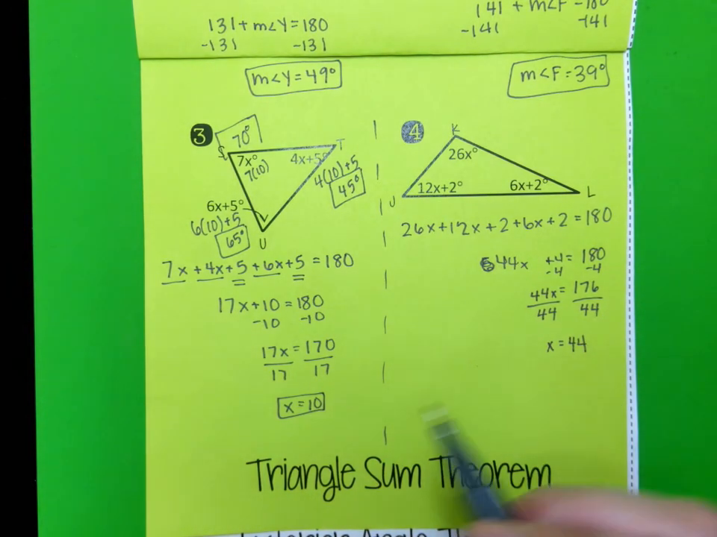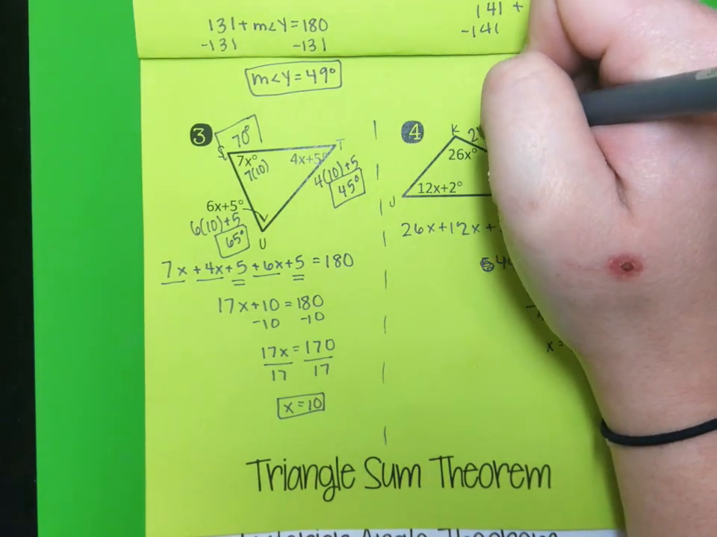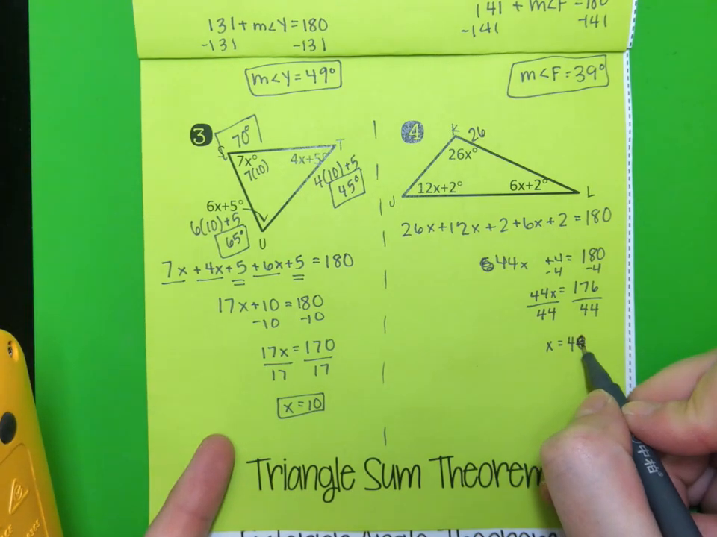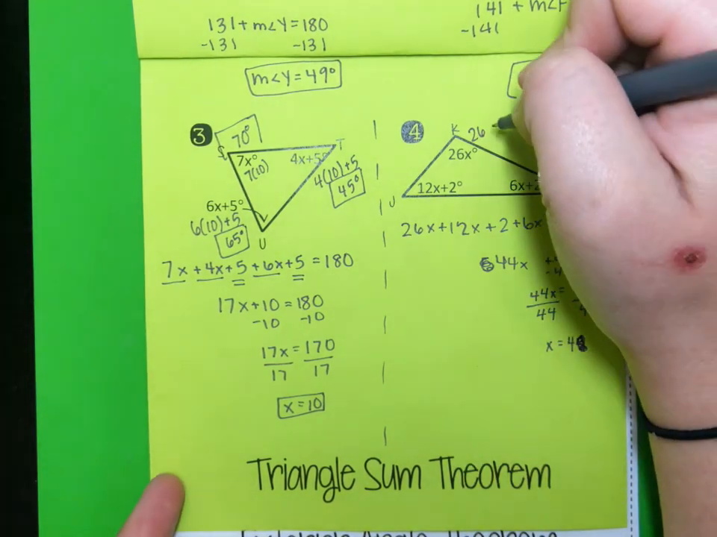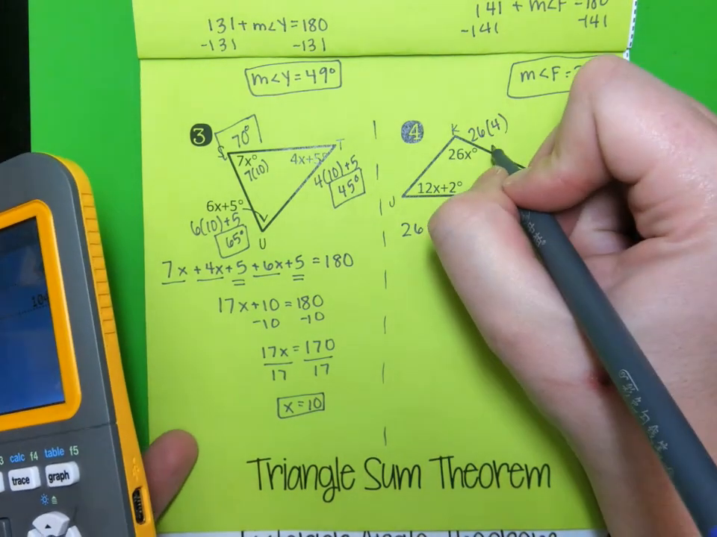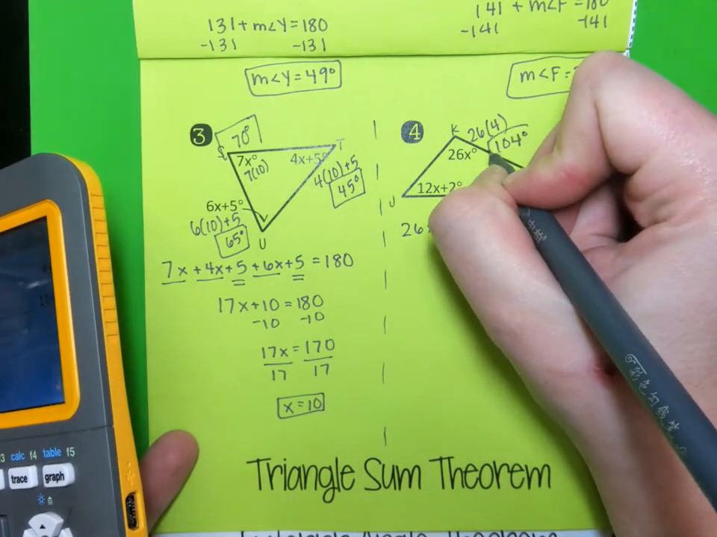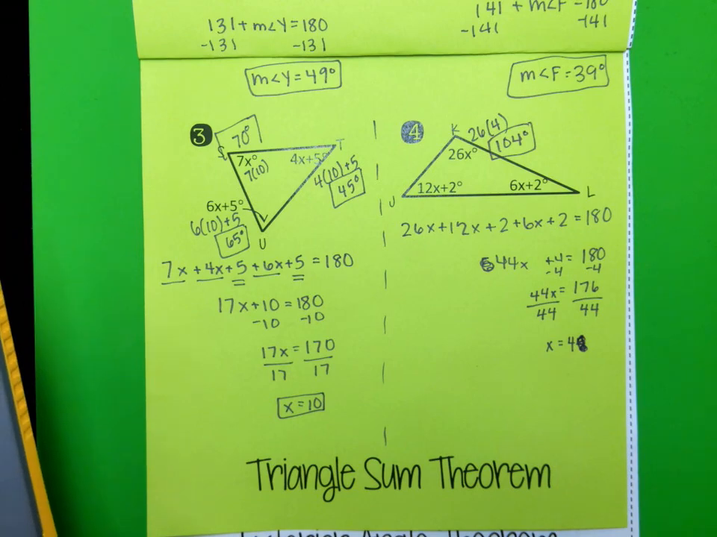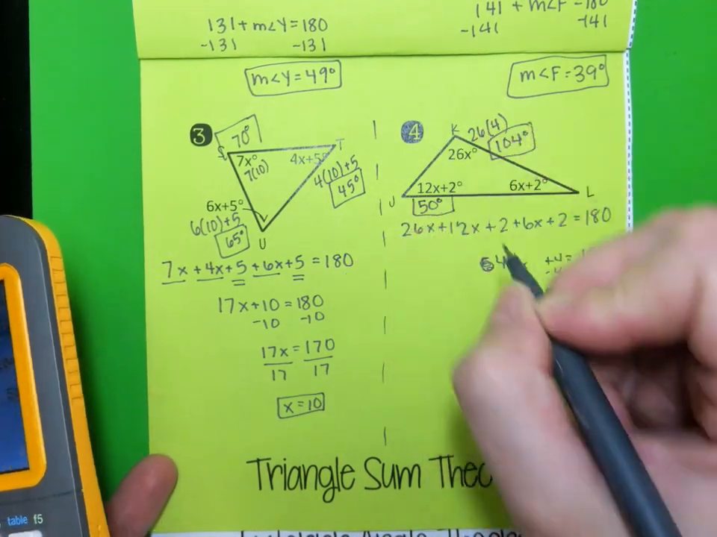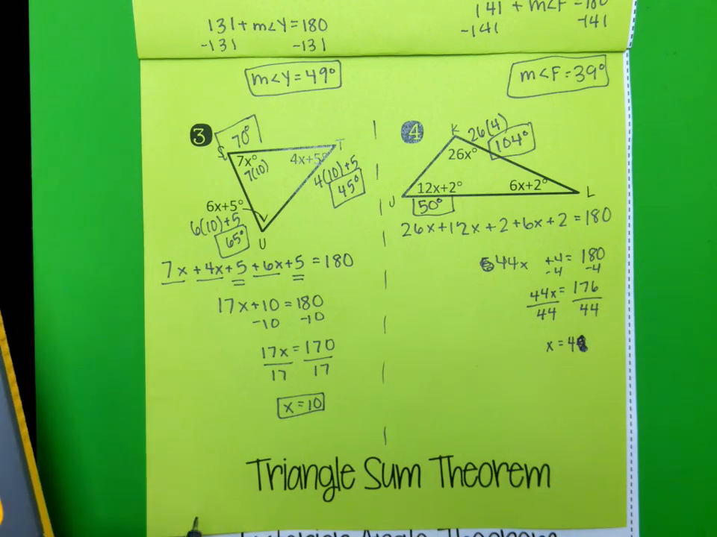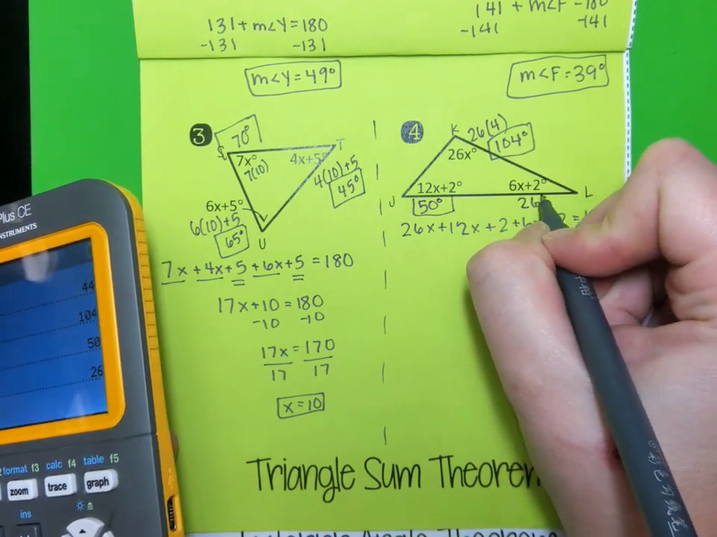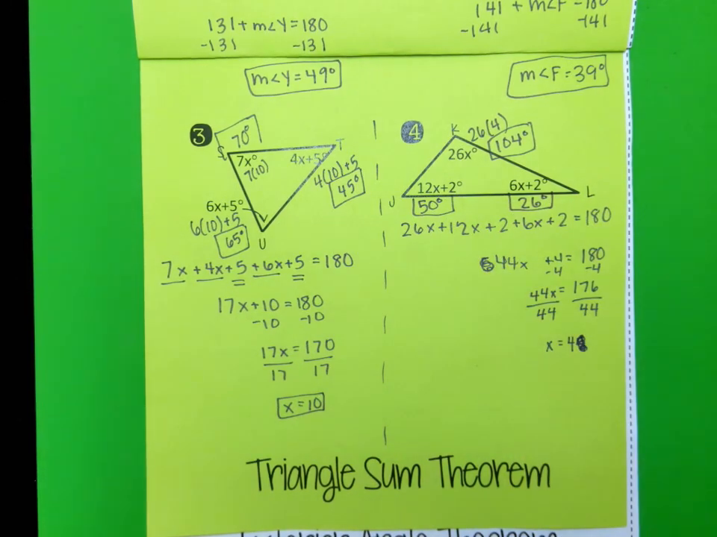So then you take those and plug them in, and you say 26 times 4, and that gives you 104 degrees. 12 times 4 plus 2 is 50 degrees. And then 6 times 4 plus 2, I could have done that in my head, I don't know why I typed it in the calculator, but is 26.